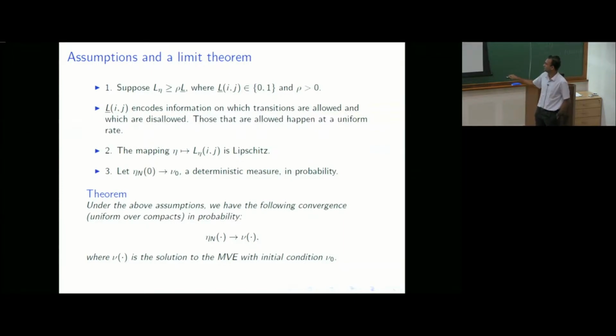If you look at the empirical measure across time, eta n dot, it converges to the solution to the McKean-Vlasov equation. Nu dot is the solution to the McKean-Vlasov equation with the initial condition that comes from where the initial conditions converge to. And so this is one way in which it arises.